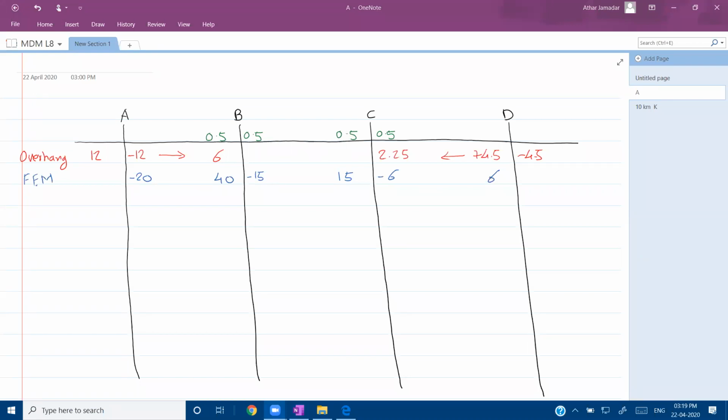Yes, someone has said minus 6 carryover. Yes, thank you for that. Because this external moment of minus 12 is added, therefore we have to add here. This overhang carryover will be minus 12 by 2. It is going to be minus 6. Thank you for that.